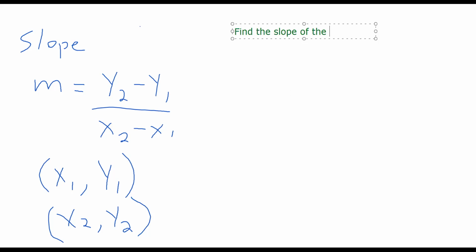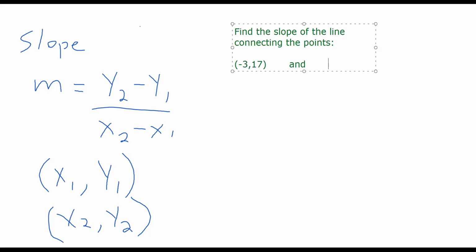fun. So find the slope of the line connecting the points. How about -3, 17? I'll give myself a little space. And the point 4, -21. Let's make it -3. And we'll do a couple different cases because I think that there's some interesting things to be gleaned from that.